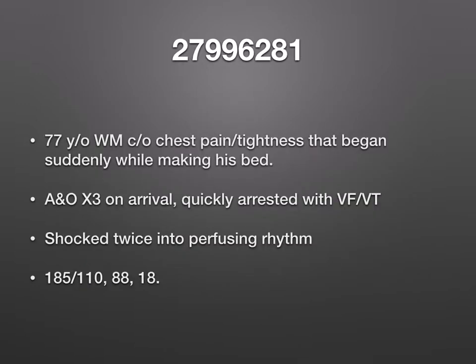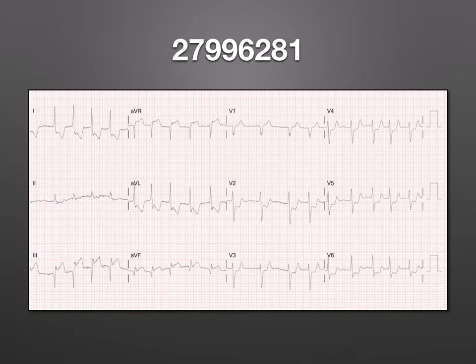All right, next case. A 77-year-old white male who's complaining of chest pain or tightness, and it begins suddenly while making his bed. He is alert and oriented on arrival, but he quickly goes into a VFib arrest. He was shocked twice into a perfusing rhythm, and those are his vital signs. We quickly obtained an ECG.